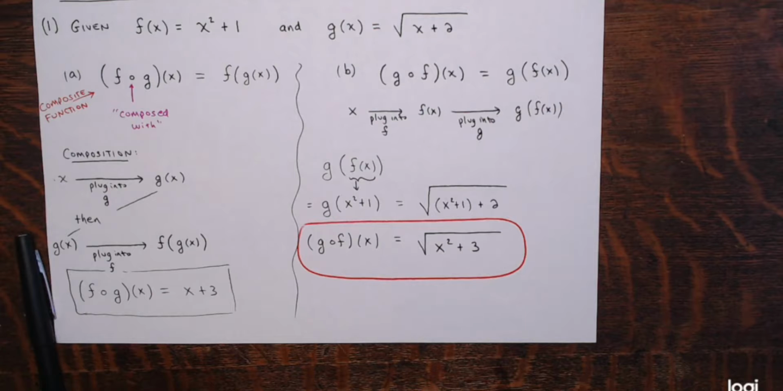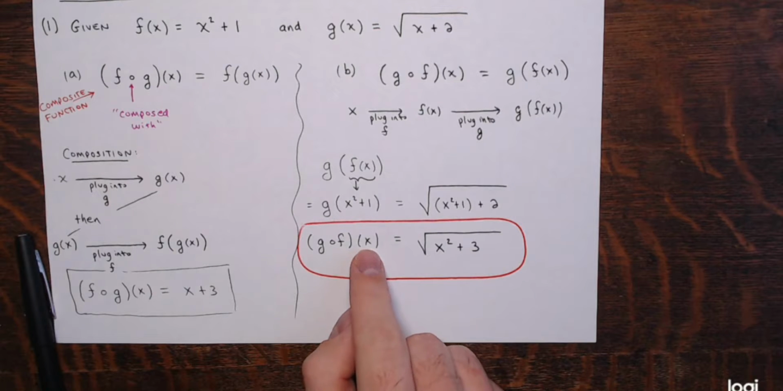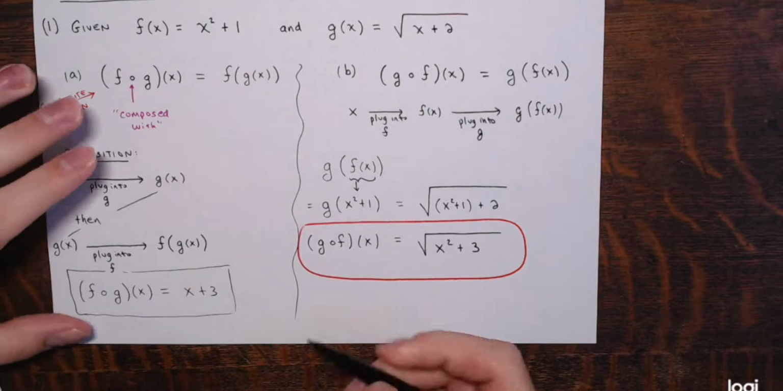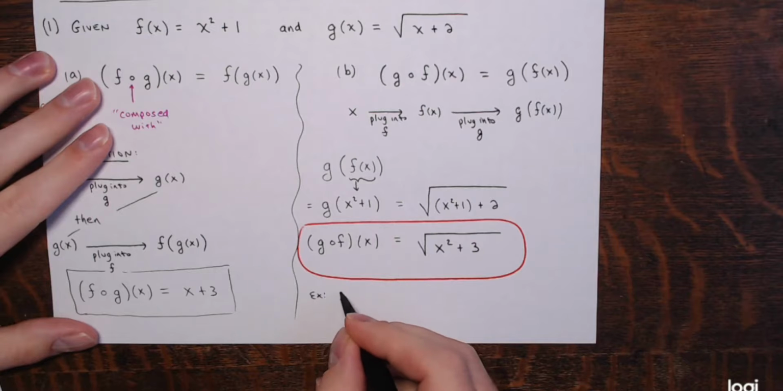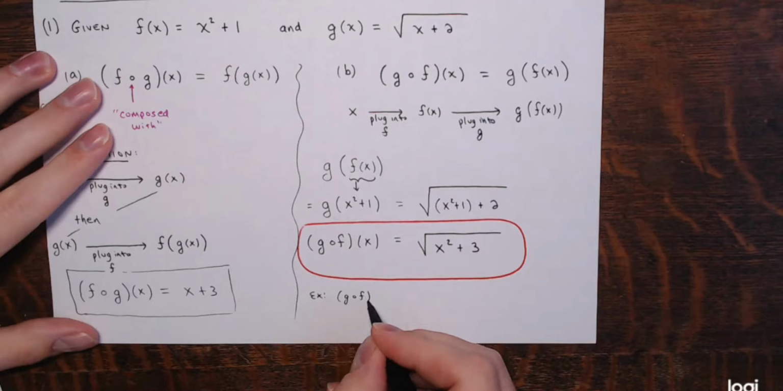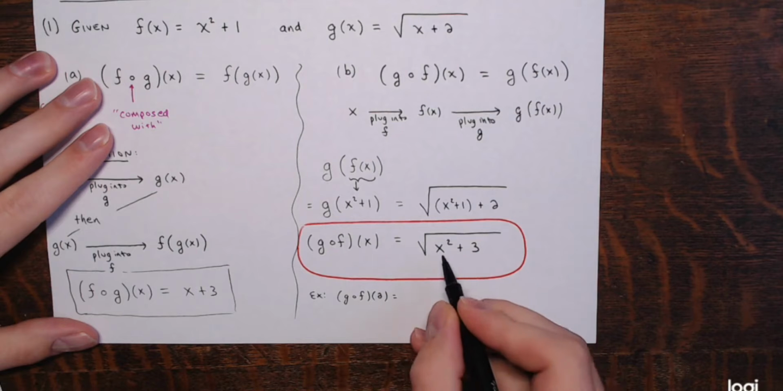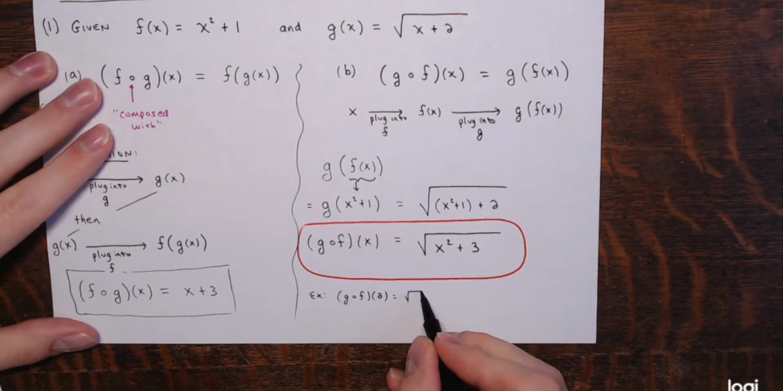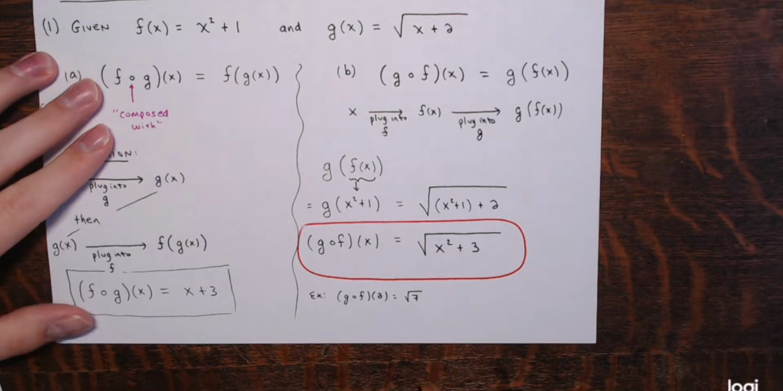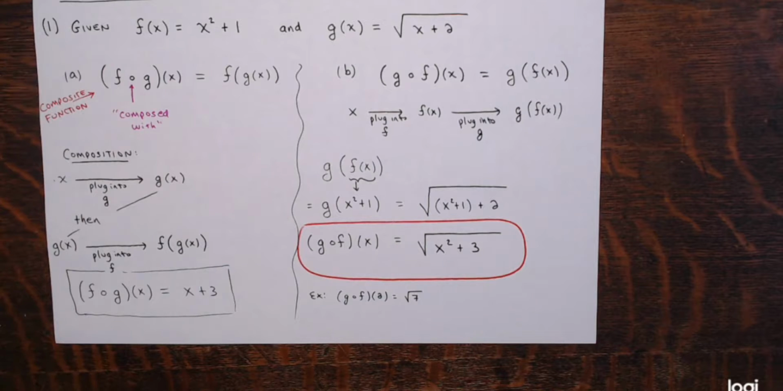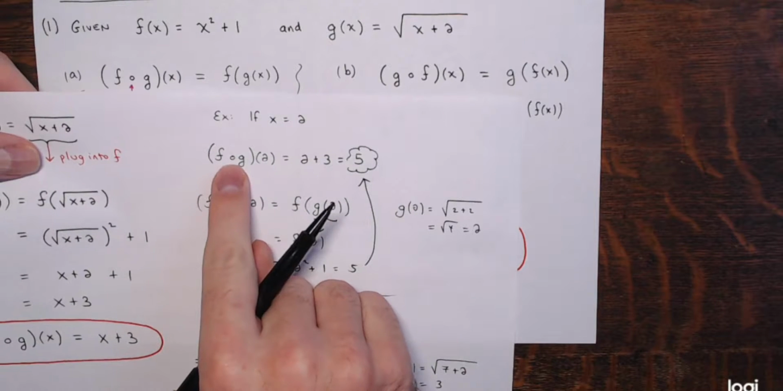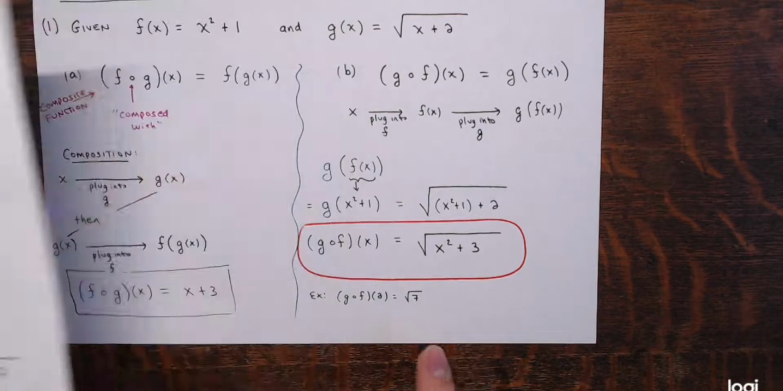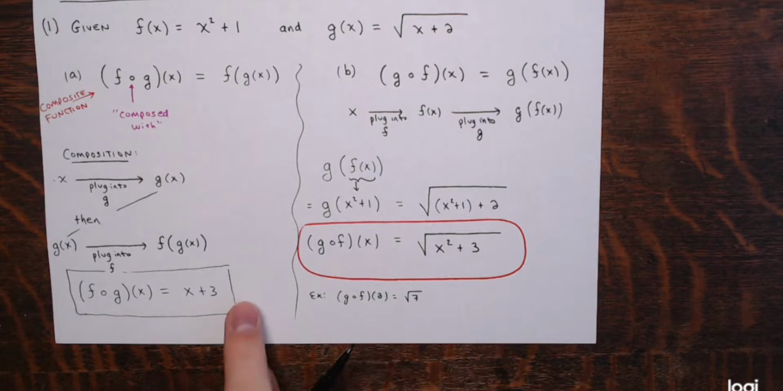Right, so this time, if you were to plug in 2 for this, g of f of 2, so some examples. G composed with f at 2, according to this rule, would be the square root of 7. But remember earlier, when we had the other order, f composed with g at 2 was just 5, not equal. Definitely not the same expression, these.